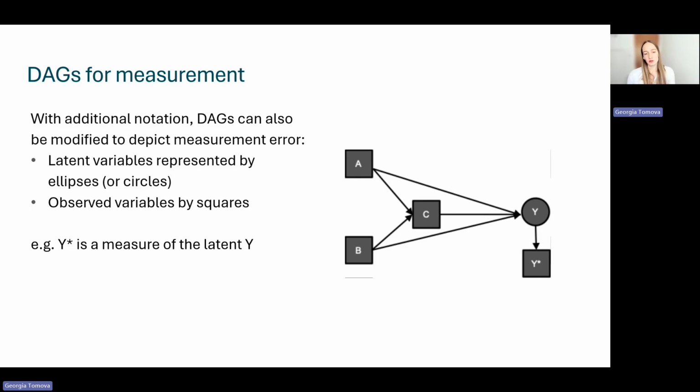And when we depict different causal relationships, when you have latent variables, we always believe that they're operating on the latent level. So A, B, and C all cause the latent y. So they cause the true y. But we use the measured y star in the analysis because this is what we can measure.